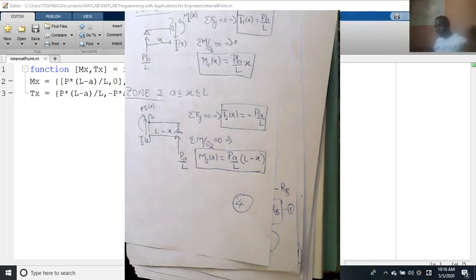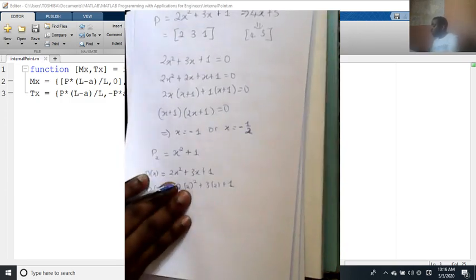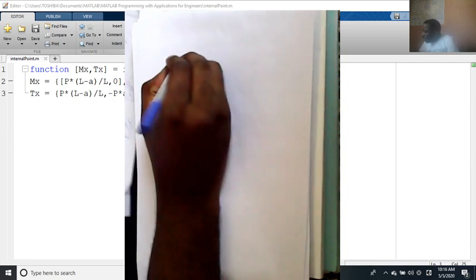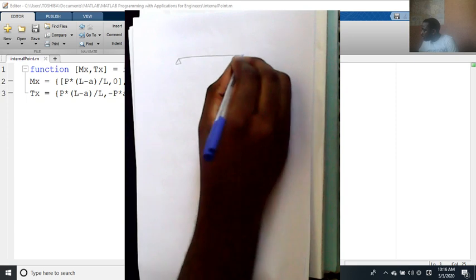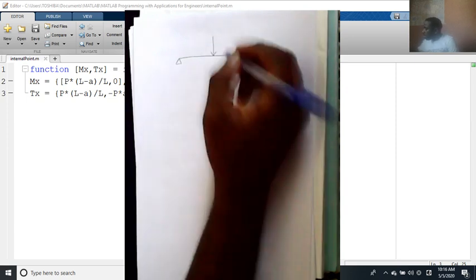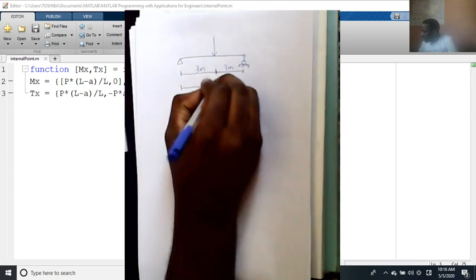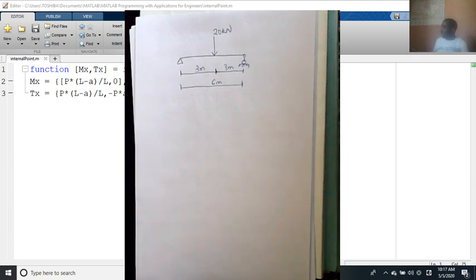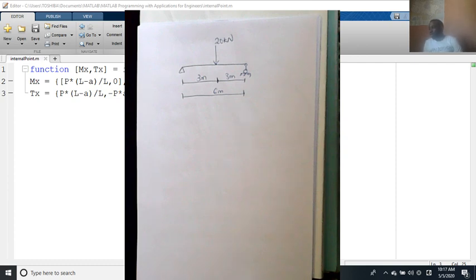Okay, so listen, guys. Where is my pen? Okay, so look at this one. Let's say we have a case where the user has come and he wants to model this particular beam. The value here is 3 meters, and here is 3 meters. And here, for example, is 6 meters, and then the value of the load, let's say, is 20 kilonewton. All right, so he wants to get the equation for the bending moment for this one, and then maybe from the equation he wants to calculate the maximum bending moment and the maximum shear force.